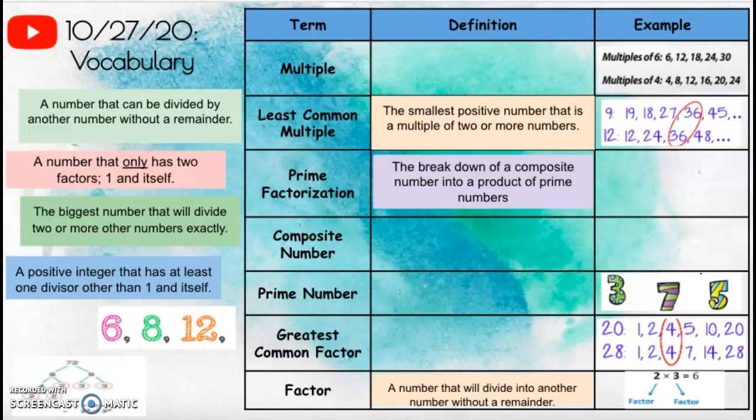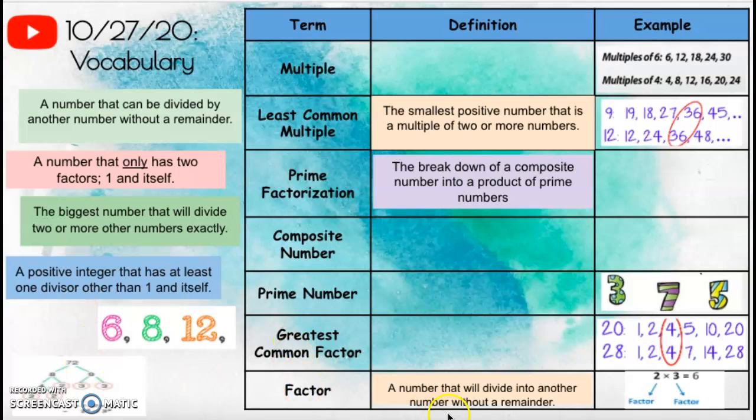October 27th, 2020 vocabulary. All right, so we're going to fill in our charts with some definitions and some examples. Our terms here: multiple, least common multiple, prime factorization, composite number, prime number, greatest common factor, and factor.